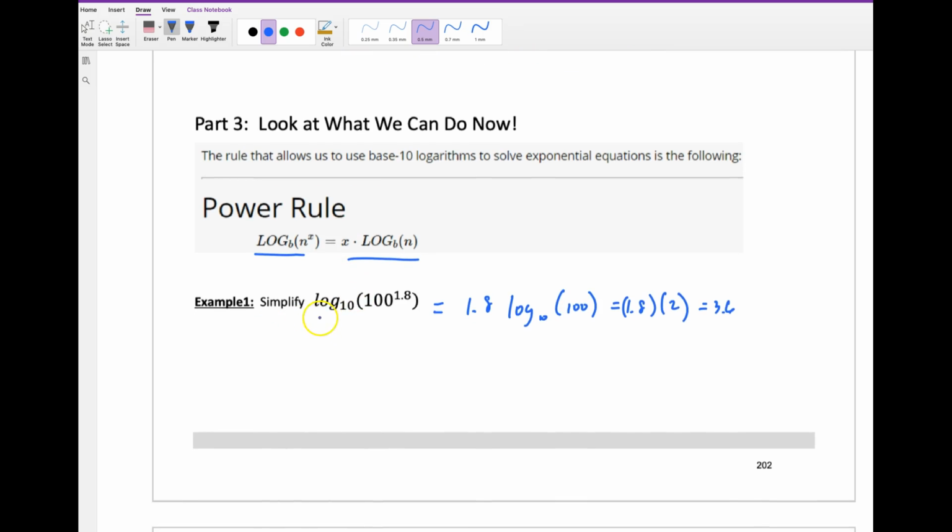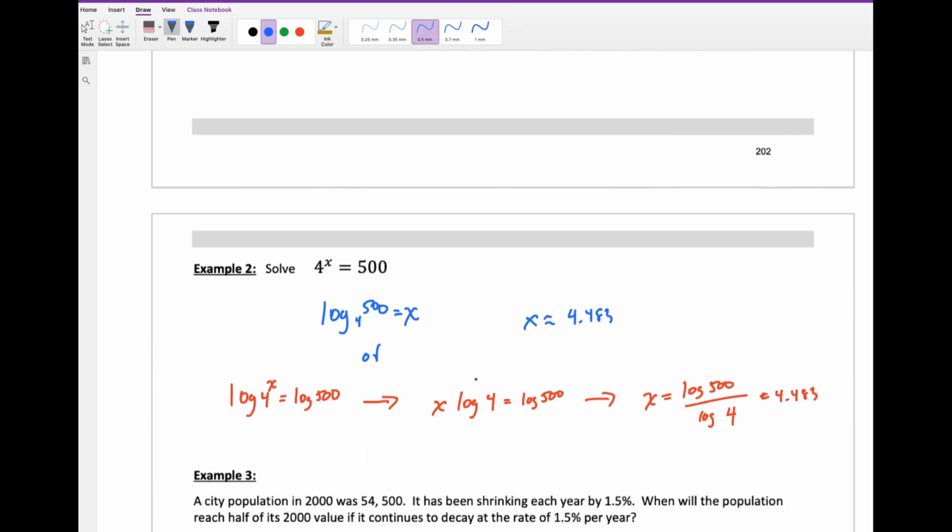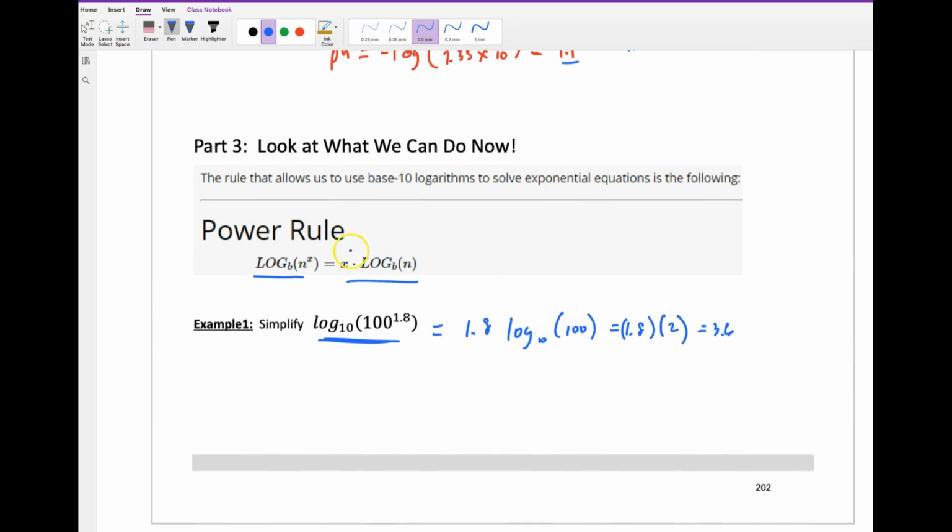So for example, if I wanted to simplify this part, you can see since there's an exponent, that can just come to the front, and then I can just do log base 10 of 100, which equals 2, and then you do 1.8 times 2. This is, again, what we call the power rule, and that's going to allow us to solve equations like this right here. Again, look at the power rule.